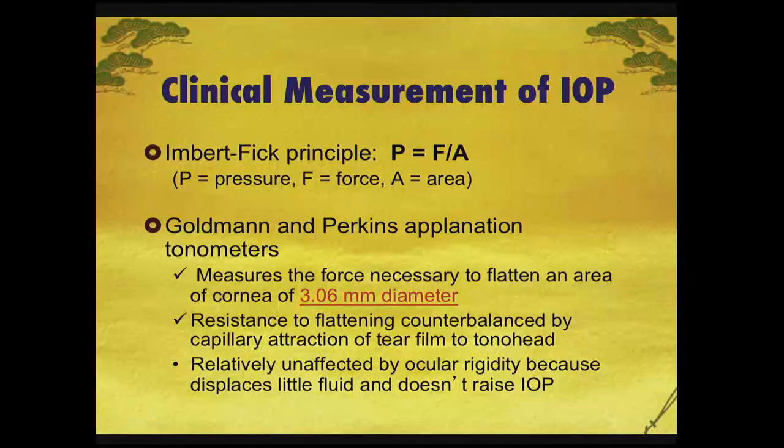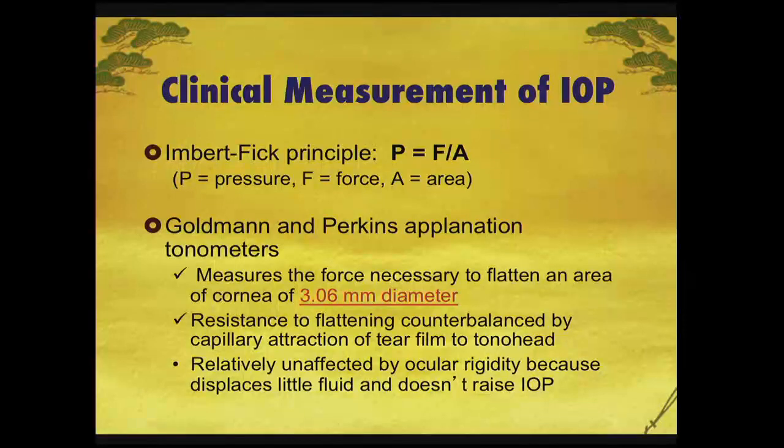These instruments measure the force necessary to flatten an area of the cornea 3.06 millimeters in diameter. They'll try to trip you up by saying 3.06 millimeters radius, or 3.06 millimeters squared. Remember that it's 3.06 millimeters in diameter that needs to be flattened to measure the force. The resistance to flattening is counterbalanced by the capillary attraction of the tear film to the tonometer head. Again, that's another fact that they like to test you on.